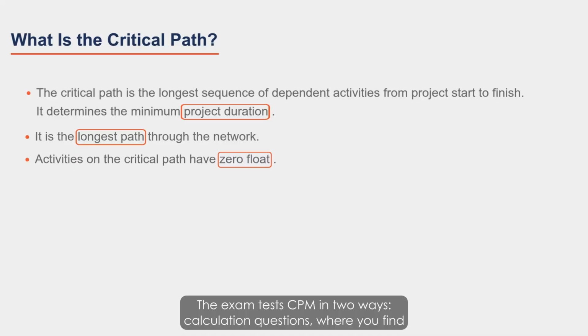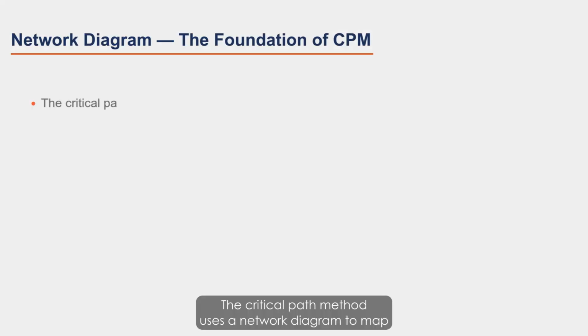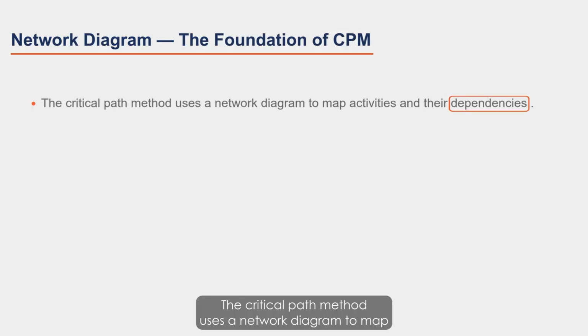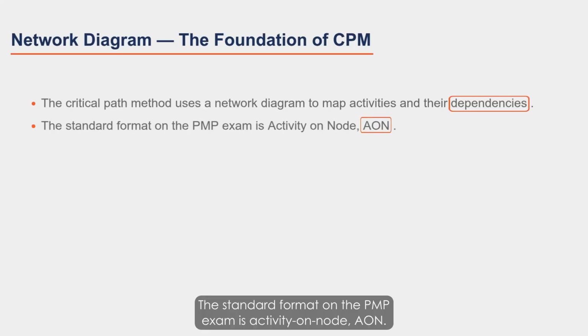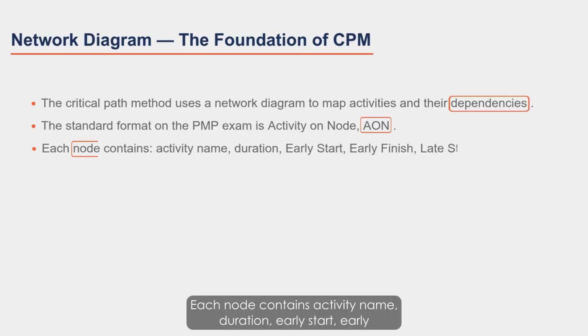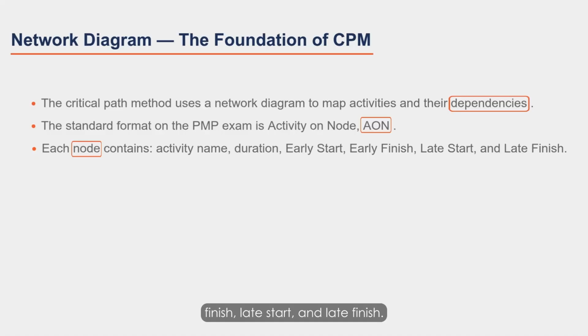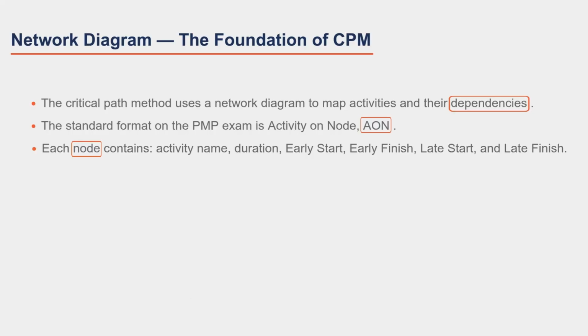The exam tests CPM in two ways: calculation questions, where you find the critical path and compute float, and scenario questions where you apply CPM thinking to scheduling decisions. The critical path method uses a network diagram to map activities and their dependencies. The standard format on the PMP exam is activity on node, AON. Each activity is a box. Arrows connect boxes to show dependencies. Each node contains activity name, duration, early start, early finish, late start, and late finish. The forward and backward passes calculate those four values.